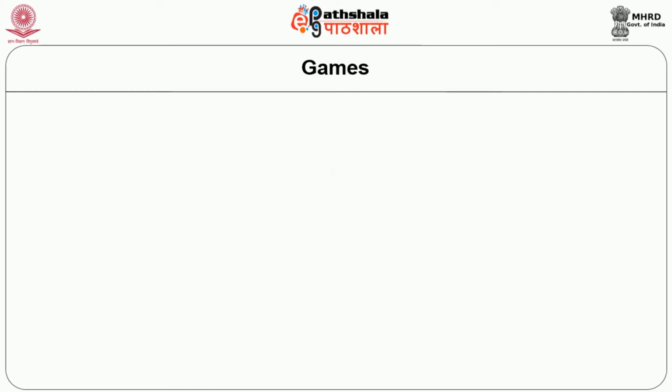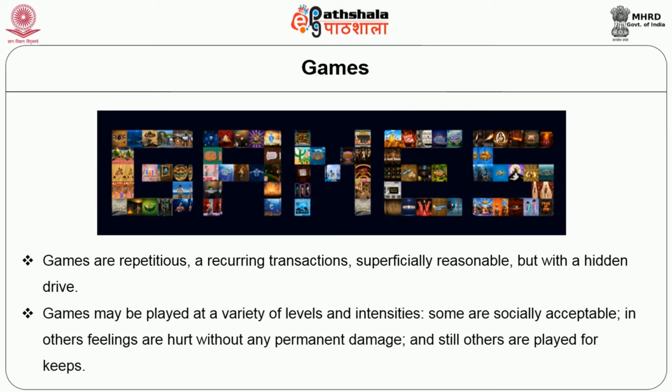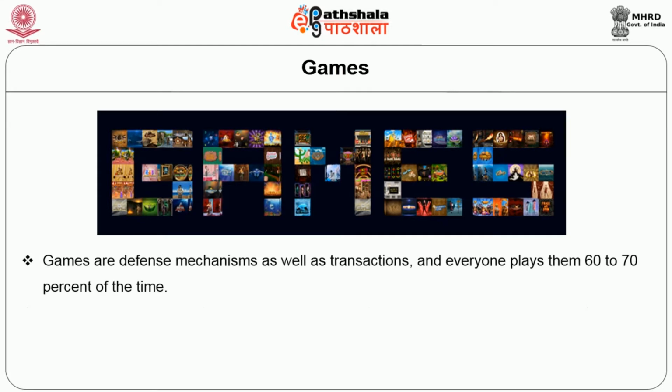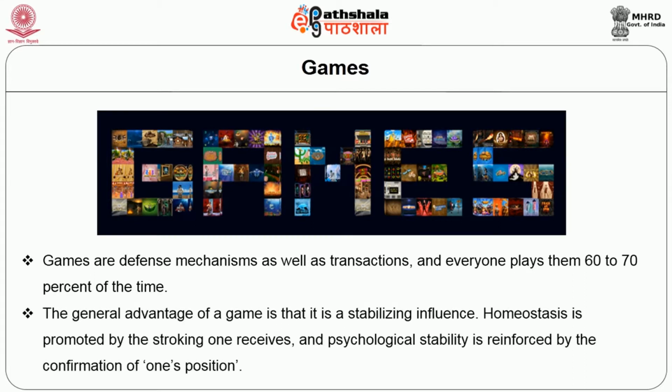And next we can see about games. Games are repetitious, recurring transactions, superficially reasonable but with a hidden drive. Games may be played at a variety of levels and intensities. Some are socially acceptable, in others feelings are hurt without any permanent damage, and still others are played for keeps. Games are defense mechanisms as well as transactions, and everyone plays them 60 to 70% of the time. The general advantage of a game is that it is a stabilizing influence. Homeostasis is promoted by the stroking one receives, and psychological stability is reinforced by the confirmation of one's position.